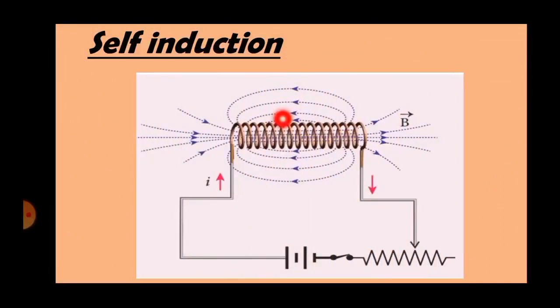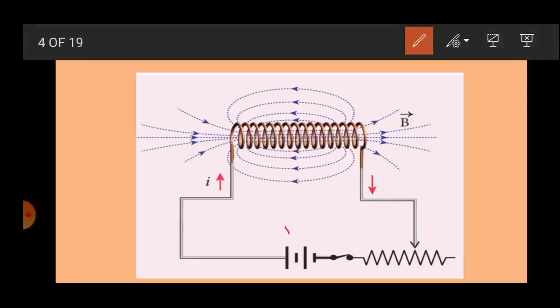Self-inductance: how is it produced? Now consider a coil of solenoid. This solenoid coil is connected in series with a battery and a key. One more component connected is a variable resistance, which we call a rheostat. Now the key is pressed, that means the circuit is closed.